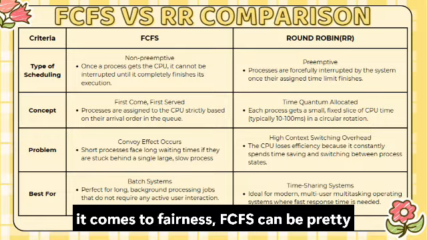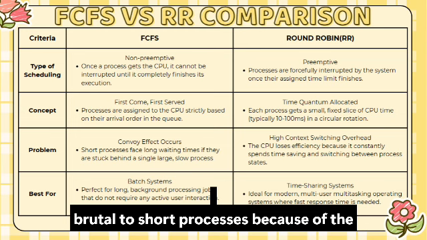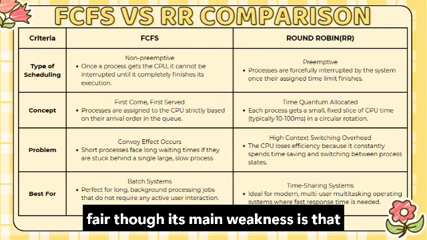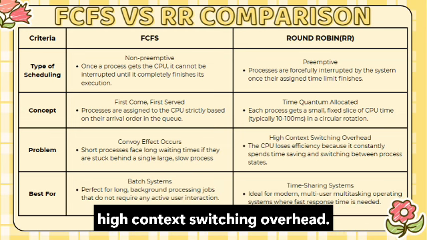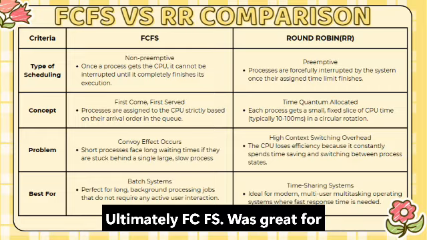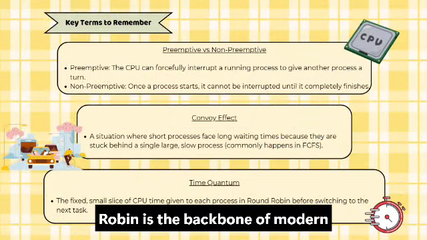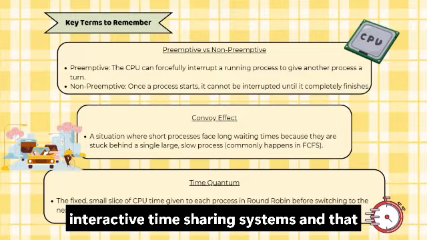When it comes to fairness, FCFS can be pretty brutal to short processes because of the convoy effect. Round Robin is completely fair, though its main weakness is that high context switching overhead. Ultimately, FCFS is great for background batch systems, while Round Robin is the backbone of modern, interactive time-sharing systems.